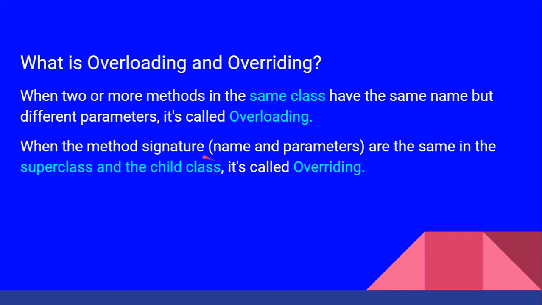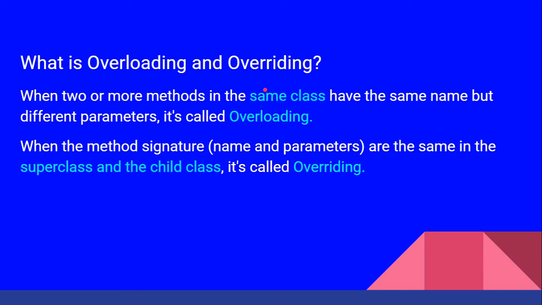Now let us see what method overriding is, and we will also see the difference between method overloading and overriding. So let us first define overloading. When two or more methods in the same class have the same name but different parameters, it is called overloading. That means all the methods are in the same class and have the same name, but differ by the parameters, maybe in the number of parameters or the types of the parameters.